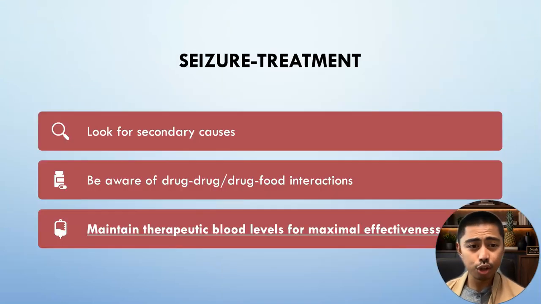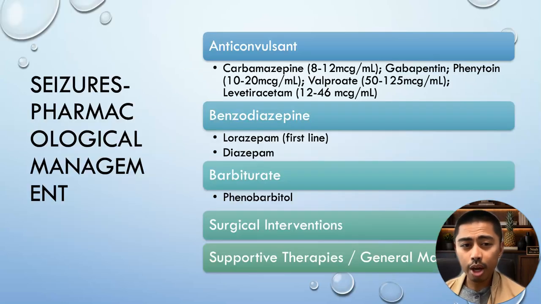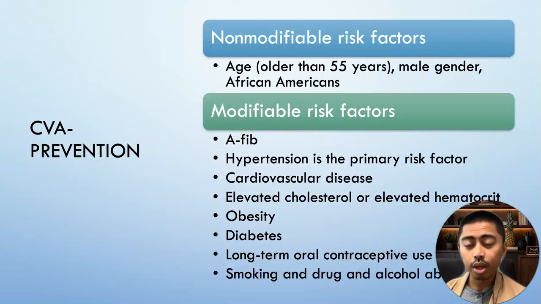Now, the focus for seizure treatment is to control the seizures, identify the underlying cause, and prevent any kind of recurrence. Make sure we assess for any kind of metabolic, infectious, structural, or withdrawal triggers, and monitor for any kind of interactions with drugs or food. So we have to monitor the drug levels for any seizure medications that they're on. For medical management, the anticonvulsants, we have to make sure that they're at therapeutic levels. Your lorazepam is going to be your first line medication for any acute seizure activity, and then we can use diazepam if needed.